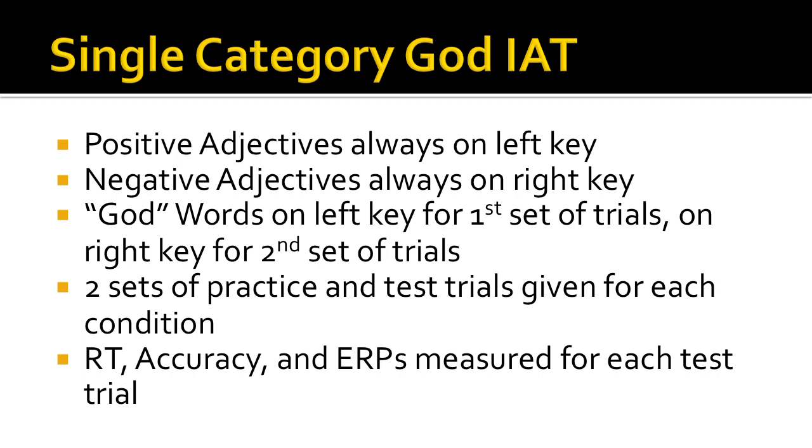It's supposed to be an implicit measure of connectedness, in a sense, between the two concepts of God and either positive, or God and negative. And as you might expect, all the participants were faster when God was with positive than with negative, and that was clear. But what we're looking at is the difference in time between the two as maybe an indication of how much you associate God with positive or how much you associate God with negative. So we measured reaction time, accuracy, and then also the ERPs, the event-related potentials.